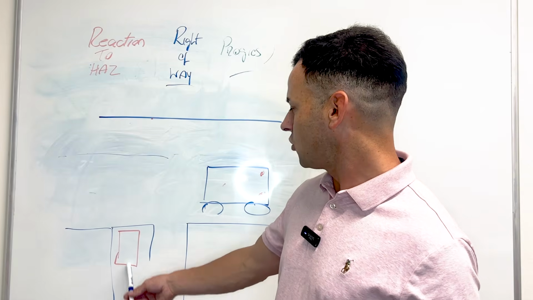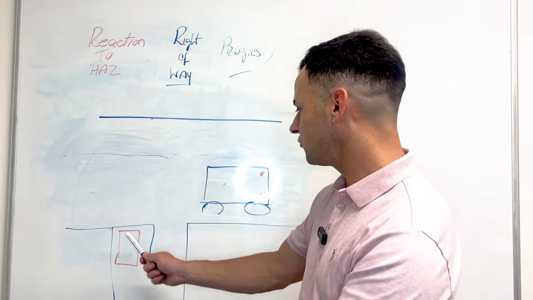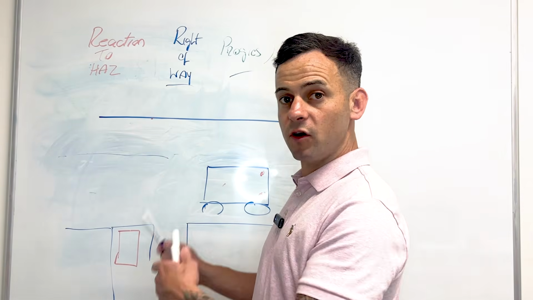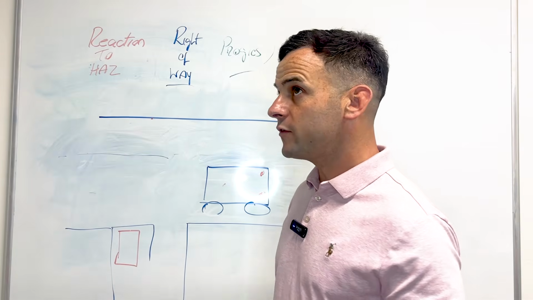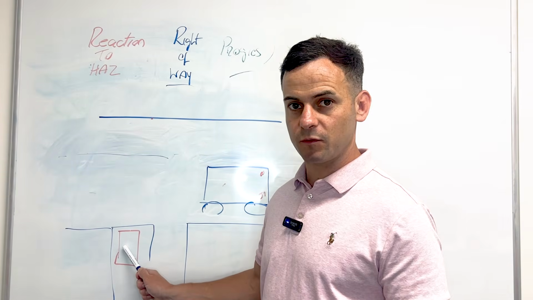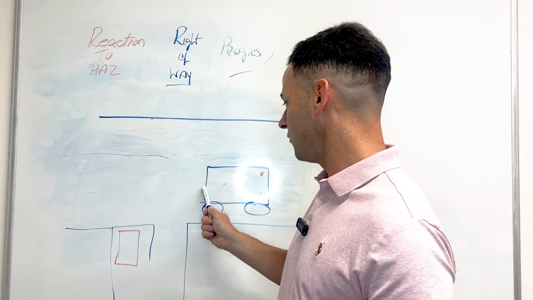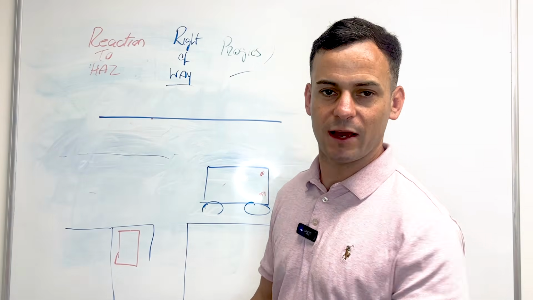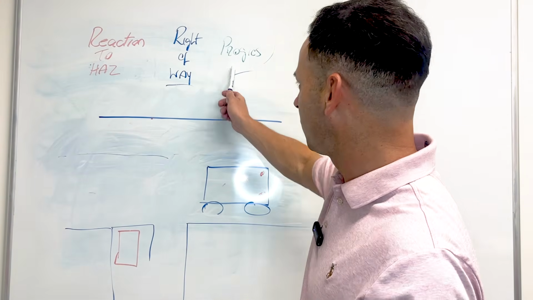So we see the car coming out the T-junction, we can see the driver. Instead of looking at the car, look at the driver as well. The driver's looking right and left. The driver sees you and stops. I have right of way. We have right of way. We keep going. Progress.